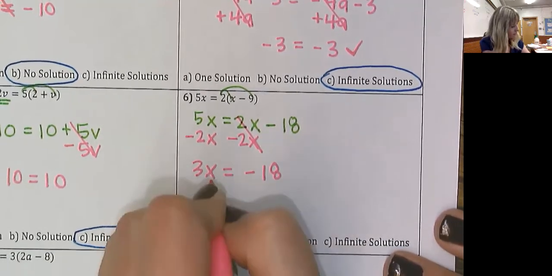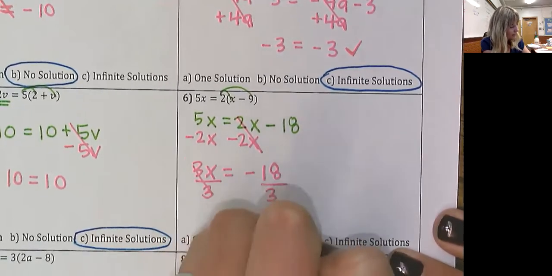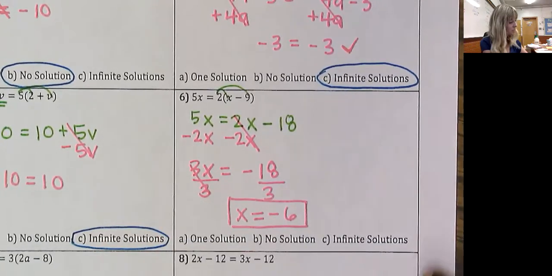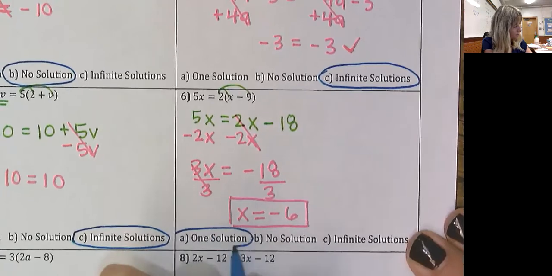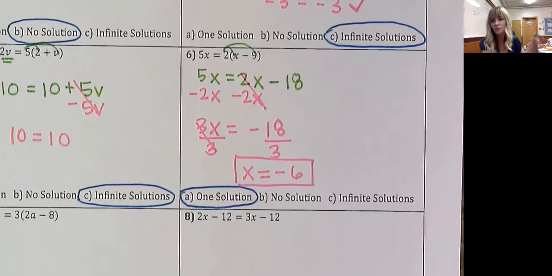So I keep going. Divide by 3, and x equals negative 6. My variables did not cancel. I finished this thing. I found a solution. That is our very normal one solution scenario. Again, don't just assume everything is no solution or infinite. You guys get a little too excited about those options. You can still totally solve a lot of stuff.